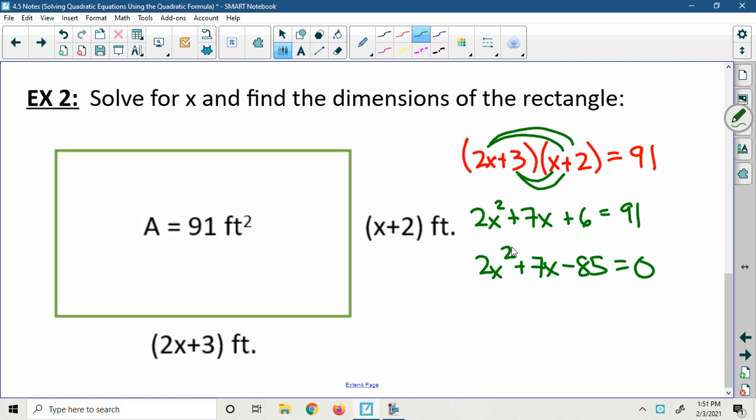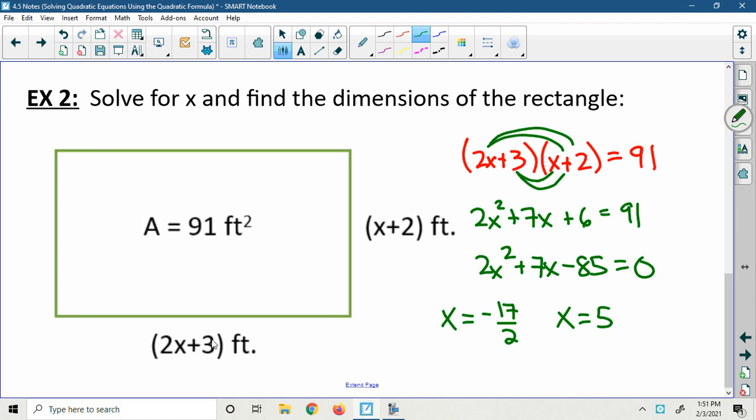And now you can use whatever method you would like. It actually ends up factoring. I think a lot of kids in class chose the quadratic formula though. Either way, save a little time. Once you do your method, you should be getting x equals negative 17 over 2 or x equals 5. Those are your two answers that you get.